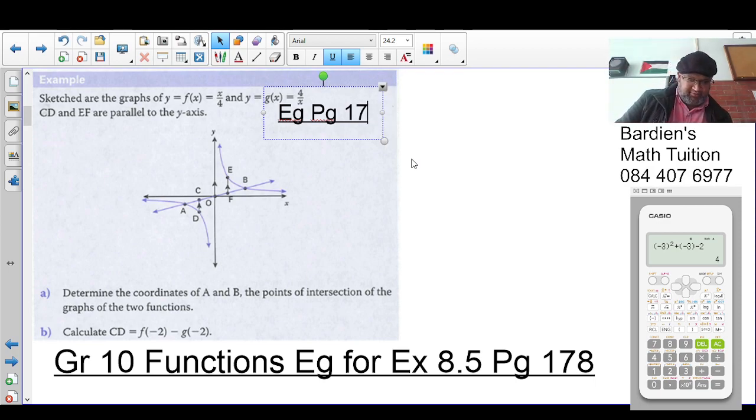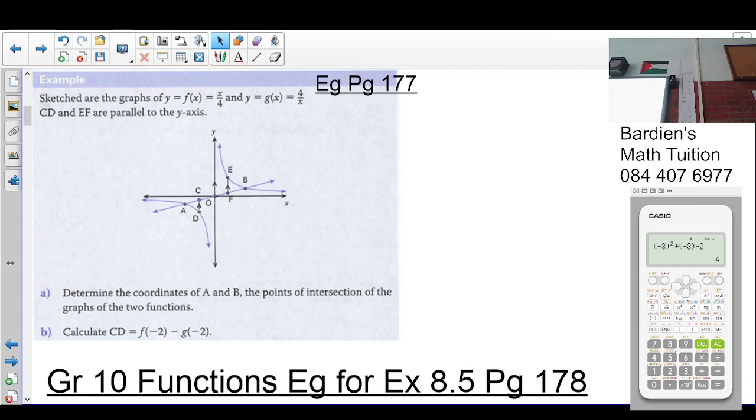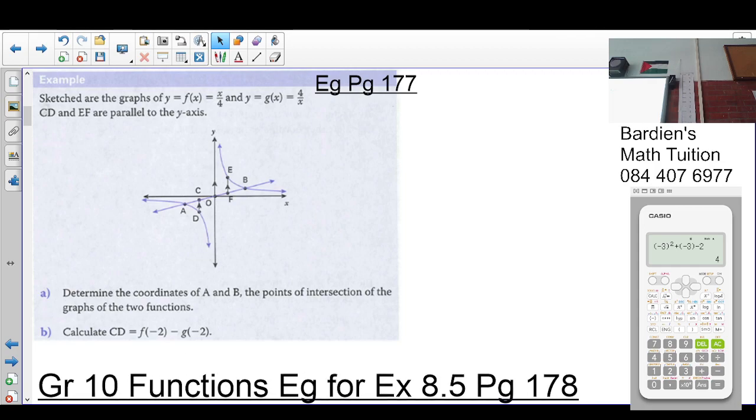Example 2, page 177, for exercise 8.5 on page 178, which is your homework for tomorrow as well. We are told, sketch the graphs of f of x equals x over 4. People, what type of graph is x over 4?